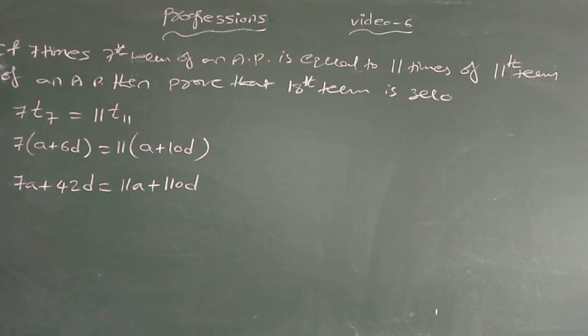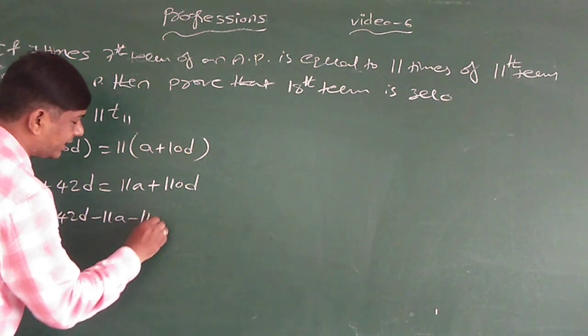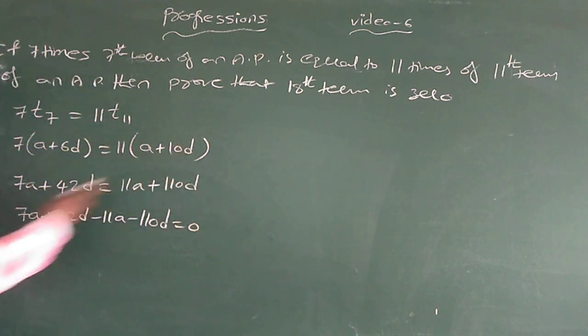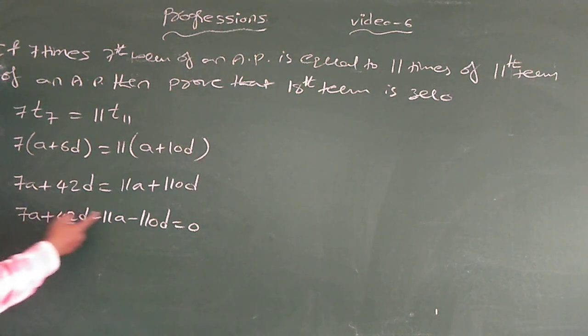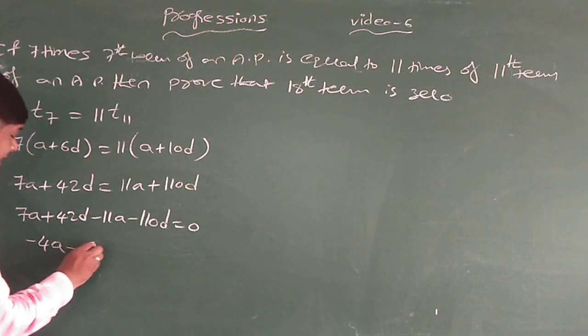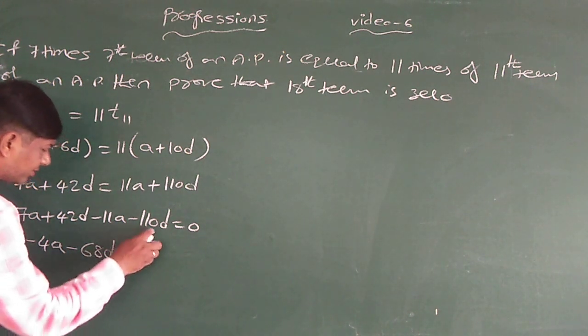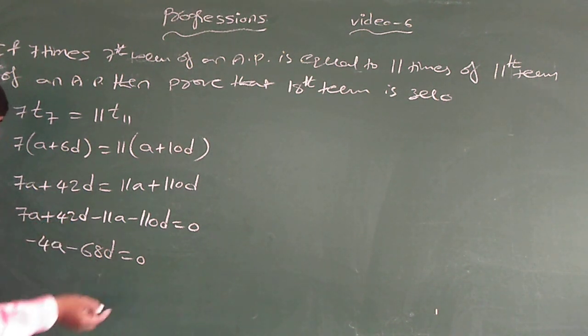Now all the terms should be transposed to the left side. So 7a plus 42d minus 11a minus 110d is equal to 0, because I made the right hand side 0 by transposing all the values to the left side. 7a minus 11a is minus 4a, and 42 minus 110 is minus 68d, so minus 4a minus 68d is equal to 0.